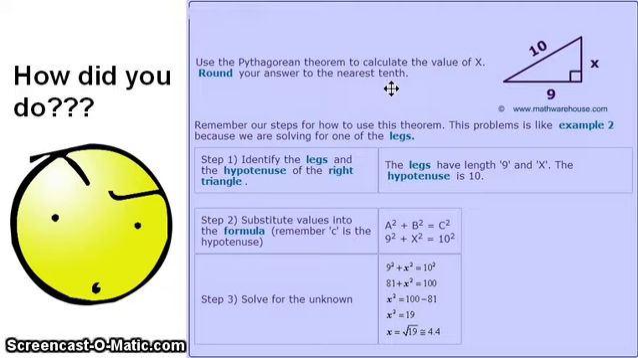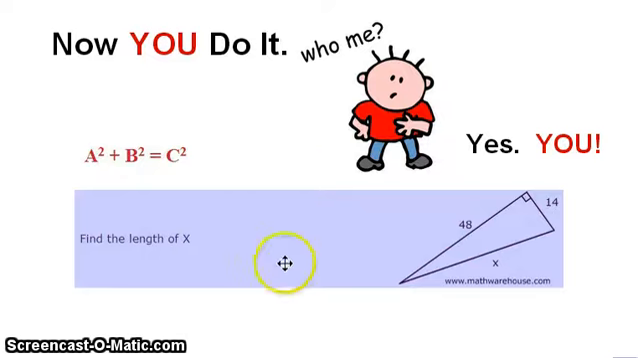Okay, here's the next one. Find the length of x. What is x, guys? Is it the hypotenuse or is it a leg? A squared plus b squared equals c squared. Pause the video, try and do this one, and check on back, don't ya?